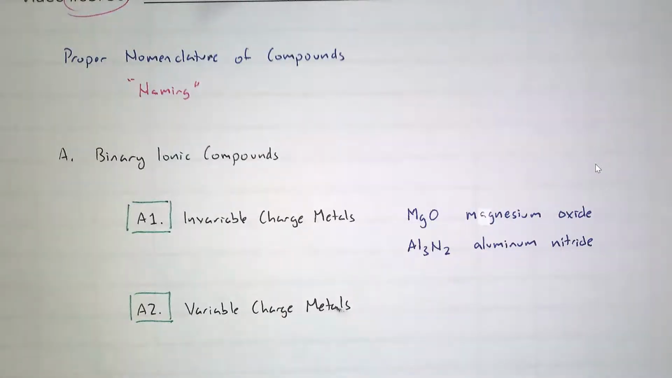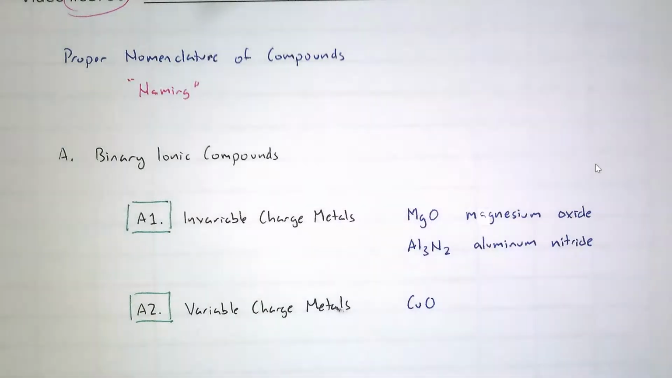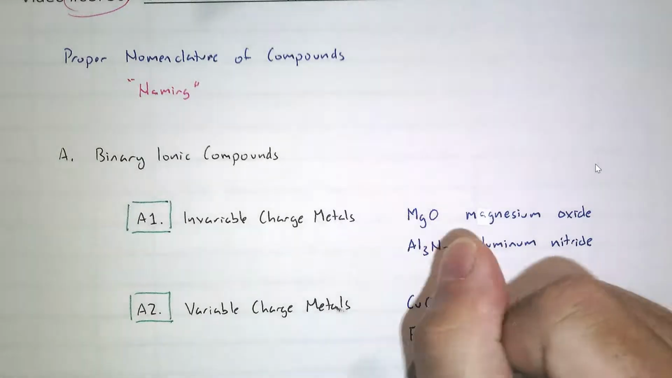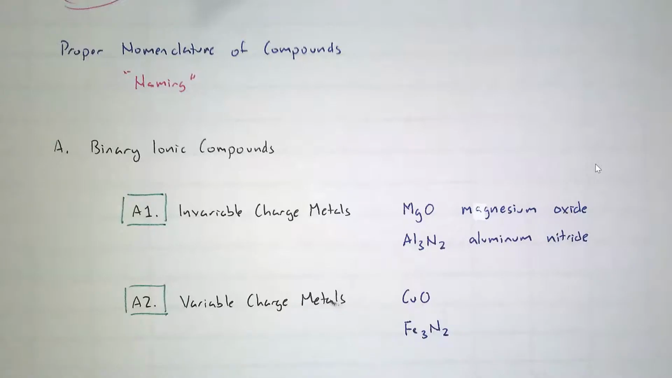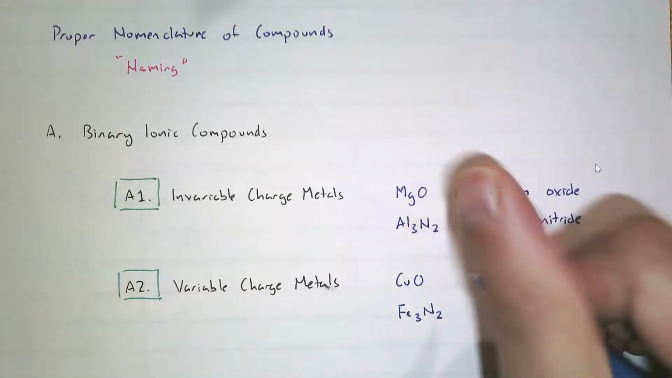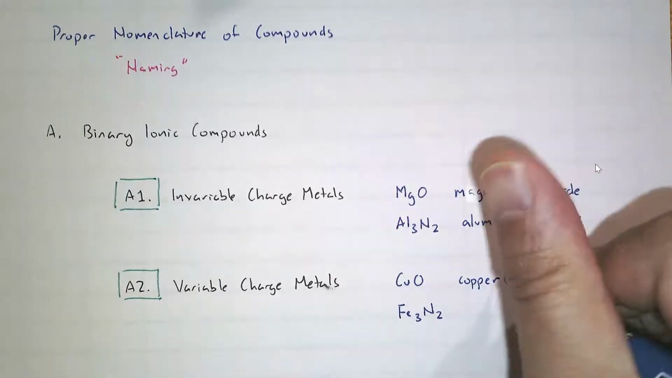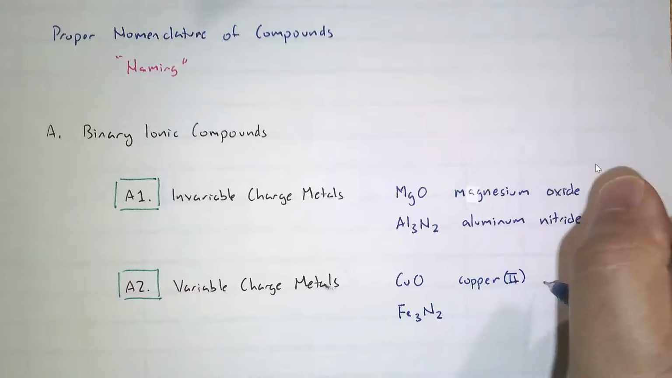And let me give you a couple examples of those. I'll give us CuO and Fe3N2, another one that has 2 nitrogens. Look at the difference in the naming. This is copper, parentheses, Roman numeral 2, space, oxide.